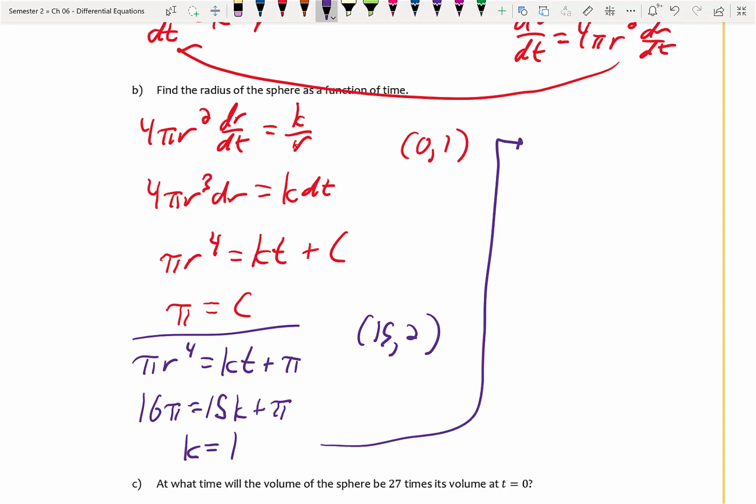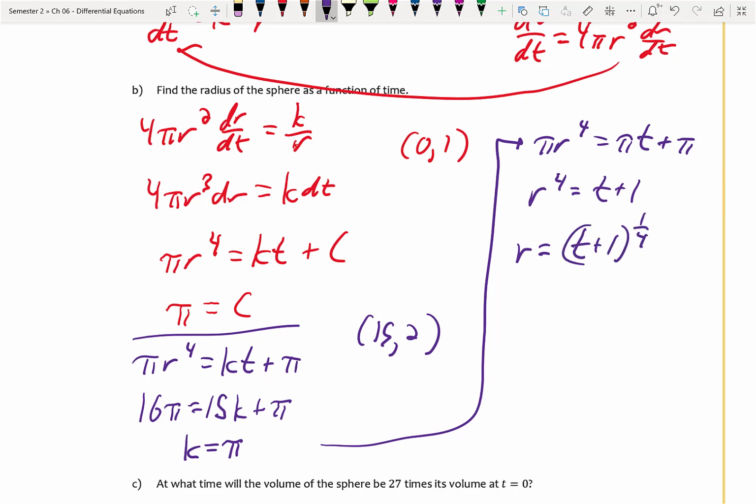And now I can plug in that and get pi r to the 4th, oh, it would be pi. Pi r to the fourth is equal to pi t plus pi. That's nice. Which would be r to the fourth is equal to t plus 1. And if I want to get r by itself, t plus 1 to the 1/4, or the 4th root of t plus 1.